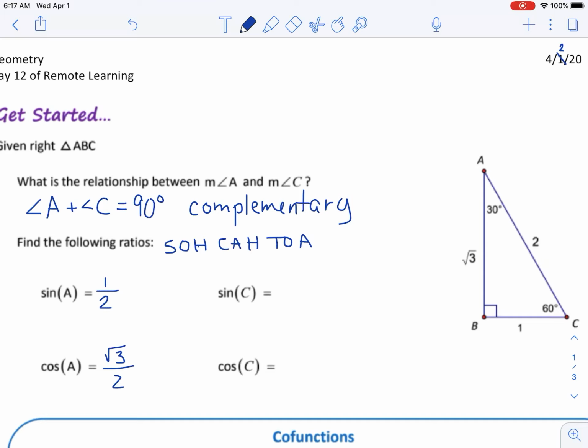But then when I switch over to C, we have different opposite sides and different adjacent sides. So when I look at C, now rad 3 is the opposite side. So the sine of C is rad 3 over 2. And the cosine of C is 1/2.